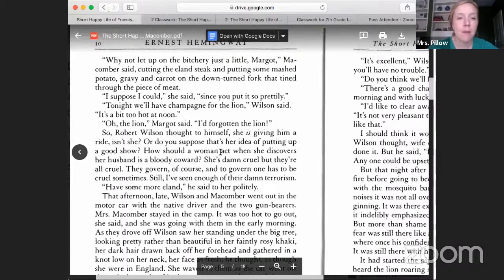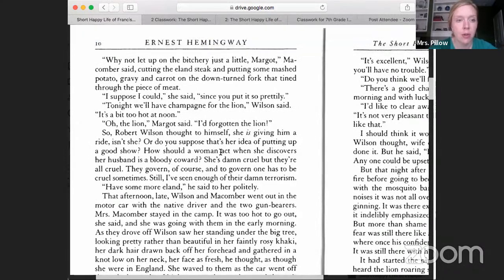Why not let up on the bitchery? Just a little, Margot, McCumber said, cutting the Elon steak, and putting some mashed potato, gravy, and carrot on the downturned fork that timed through the piece of meat. I suppose I could, she said, since you put it so prettily. Tonight we'll have champagne for the lion, Wilson said. It's a bit too hot at noon. Oh, the lion, Margot said.